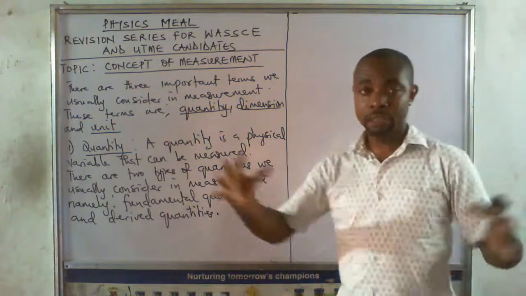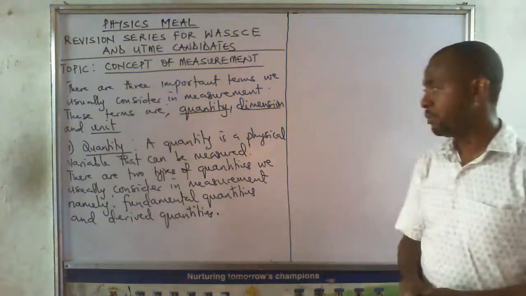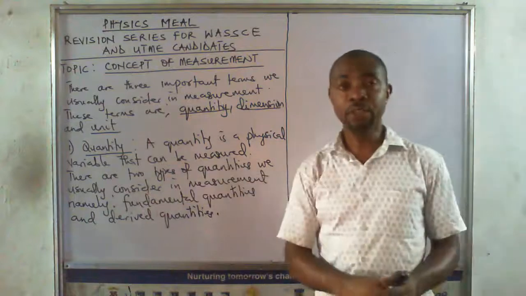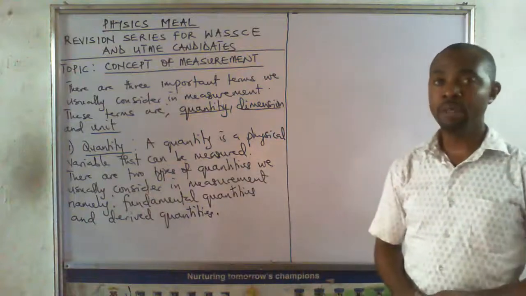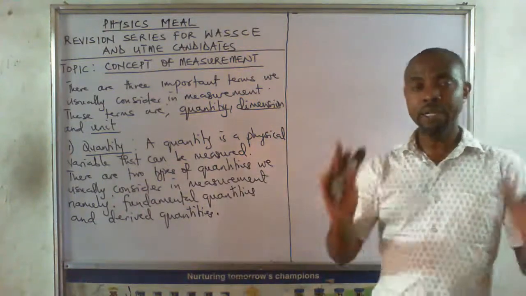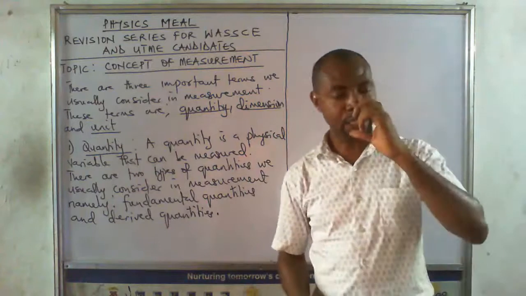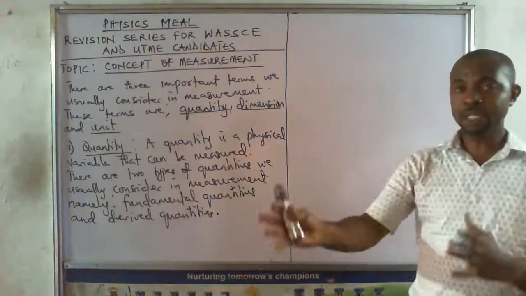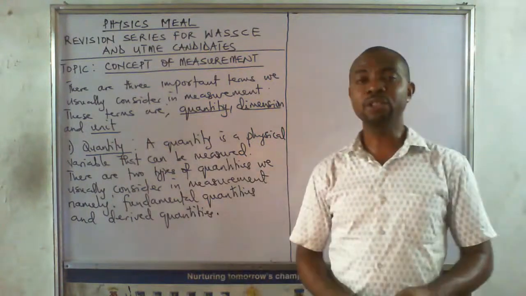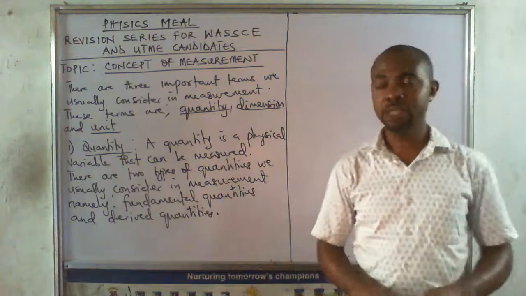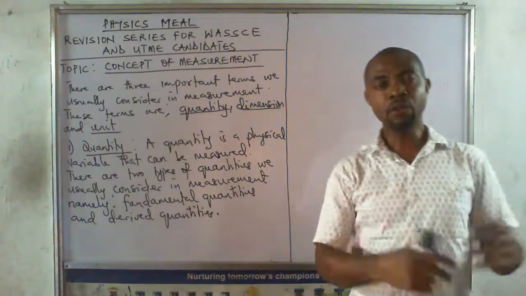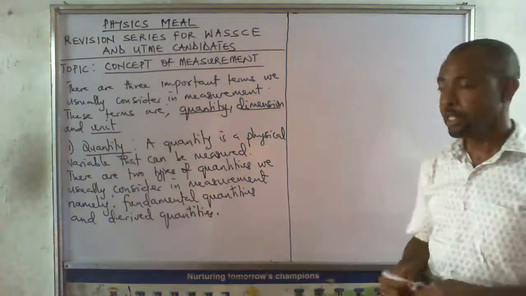So you see, we are trying to expand this now. We started by telling you that a quantity is any measurable physical variable, any physical variable that can be measured. And then we said, as far as measurement is concerned, we usually consider two important quantities, and they are fundamental quantities and what? Derived quantities.